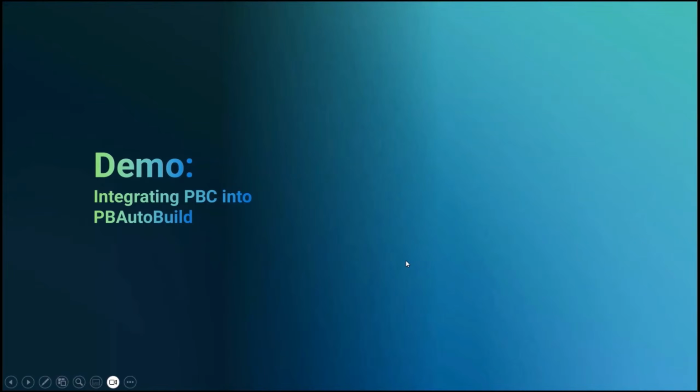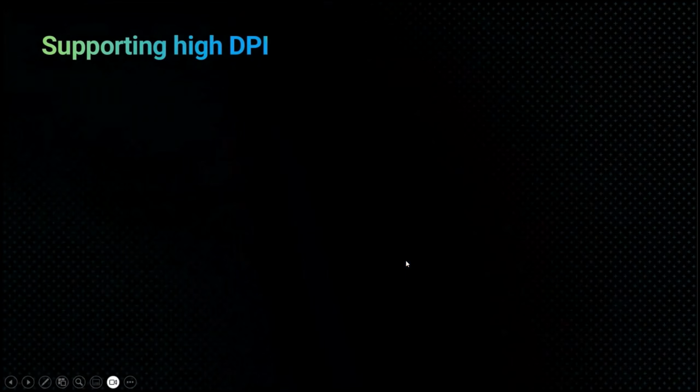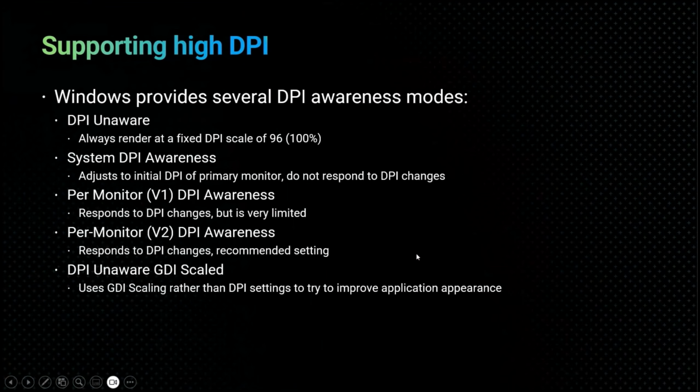Now we're going to look at supporting high DPI. Windows has basically 5 different levels of DPI awareness that you can set your application to. First one is DPI unaware. That's kind of the default mode. That's the way PowerBuilder has worked up through 2022, which means that when it's on a high DPI monitor, it doesn't attempt to adjust its appearance at all, and that sometimes has some unpleasant results.